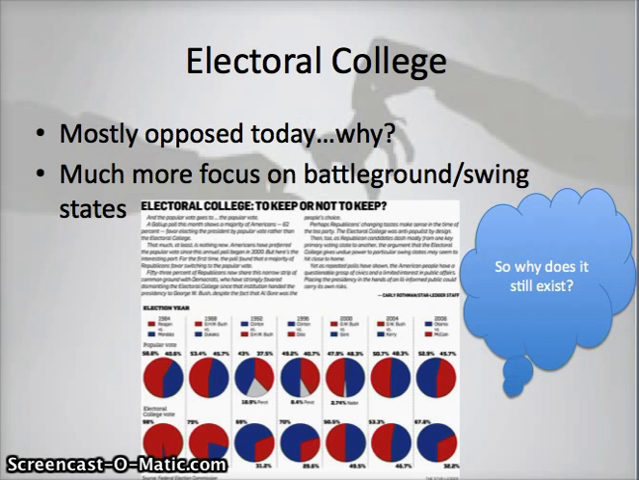All right, so again, we're going to see less populated states have more representation, and battleground states are key.